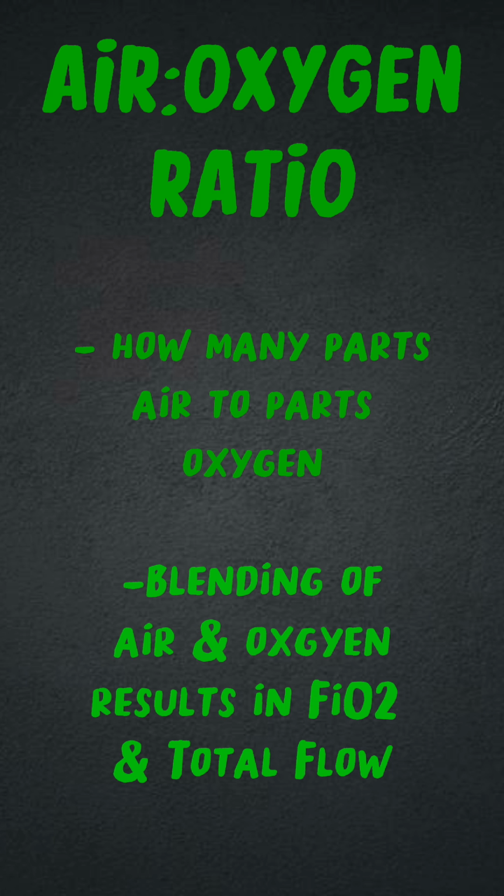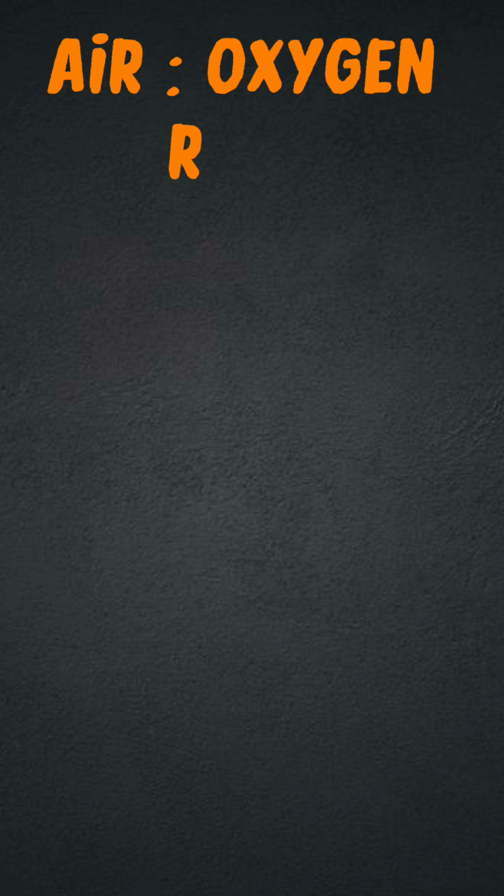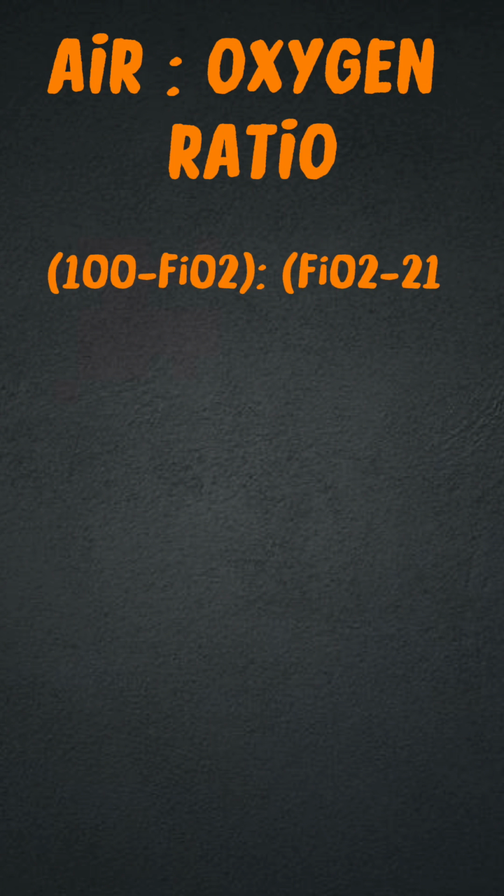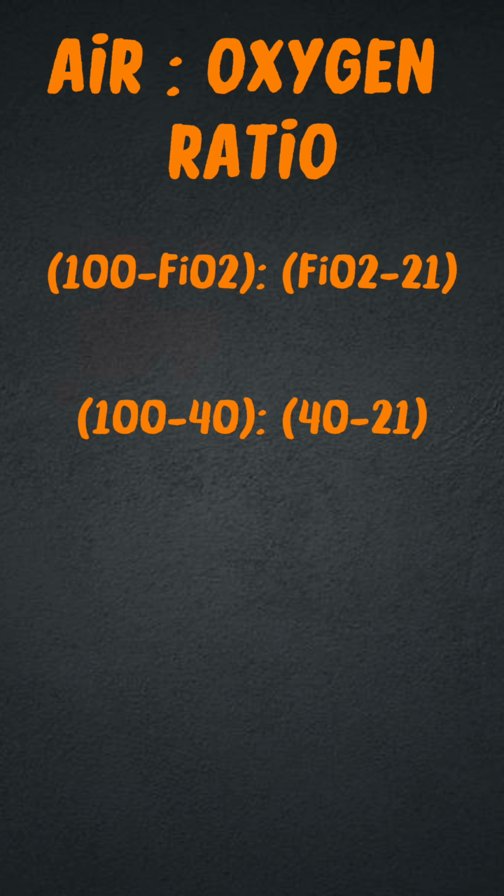We calculate air-to-oxygen ratios by using a formula that subtracts the goal FiO2 from 100 for the parts of air. Then we subtract 21 from that same FiO2 goal. The Venturi mask that we have an order for is 40% FiO2. We subtract 40 from 100 to determine the parts of air, and you subtract 21 from 40 to determine the parts of oxygen. We end up with 60 parts of air to 19 parts of oxygen.